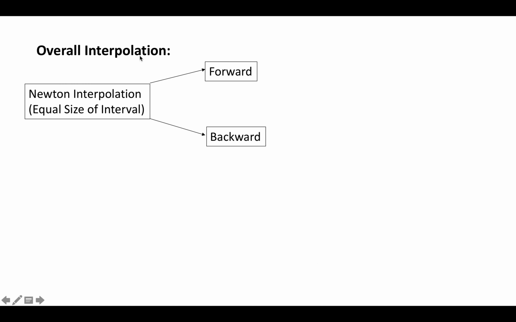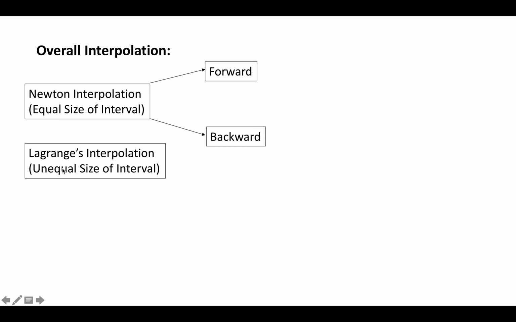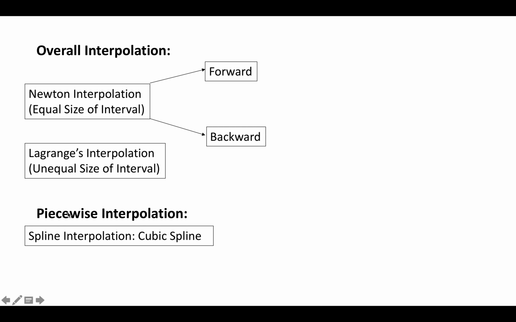For overall interpolation, we have the Newton interpolation method, which is applicable to equal size of interval. There are forward difference and backward difference methods. Then we have Lagrangian interpolation, which is equally applicable to unequal size of interval as well. Then we have piecewise interpolation, and in this category we have spline interpolation, particularly the cubic spline, and the approximation method of least square fitting of data as well.